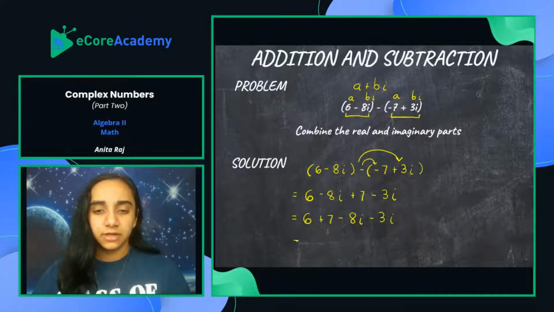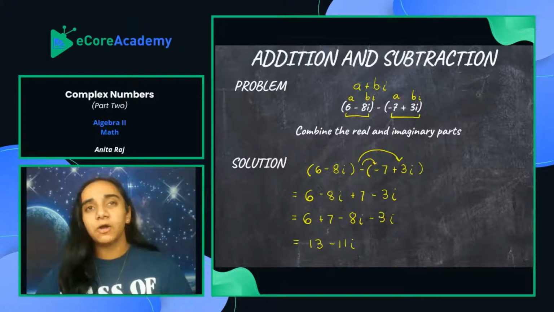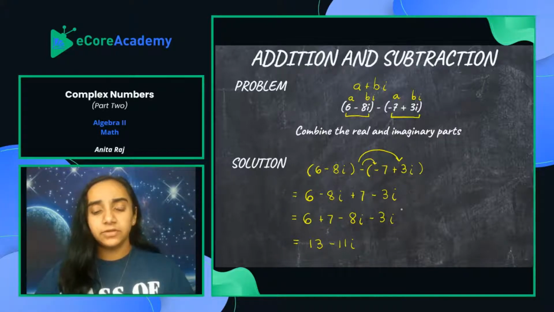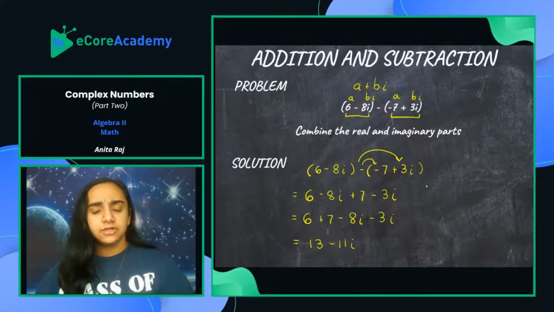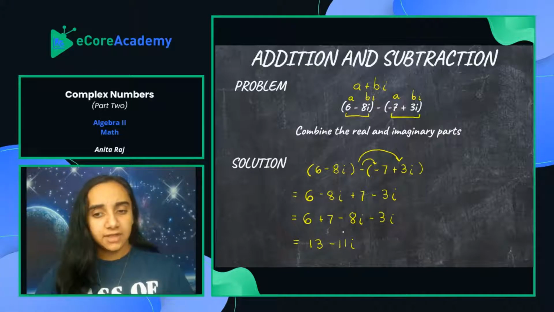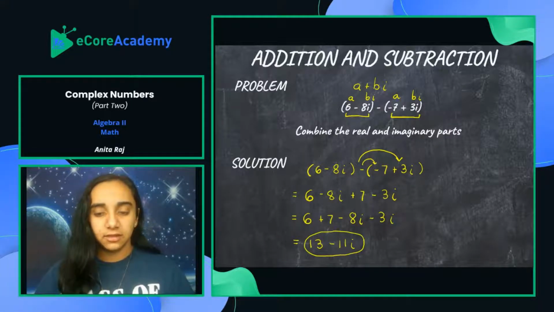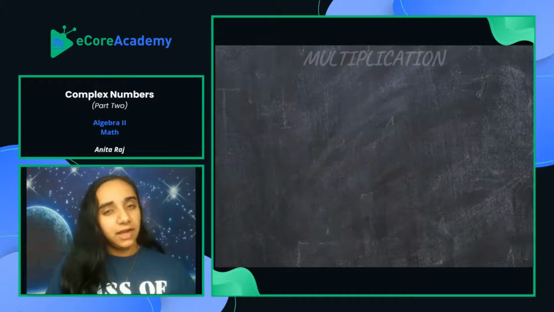And lastly, we just want to combine the real and imaginary parts. 6 plus 7 is 13. And then negative 8i minus 3i is negative 11. And then we have to add the i. Don't forget. Think of the i almost like an x, and that'll just make this so much easier for you because all of you already know how to do basic algebra with x. So think of the i as x. So this right here would be our final answer: 13 minus 11i. Okay, that was kind of easy actually.